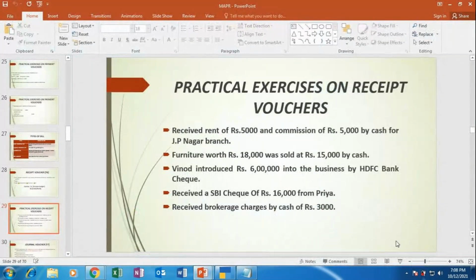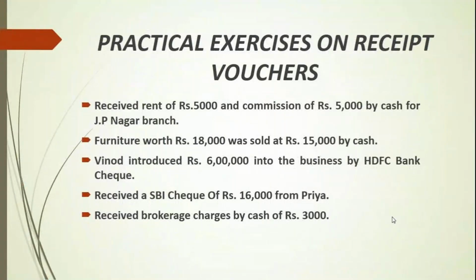Now we'll go for the next move under receive vouchers. The company has received a State Bank of India check of 16,000 from Priya. An SBI check of value 16,000 is received from Priya. Now the question here is, if I have to create Priya's ledger to record the receipt of the payment of 16,000, under which group can I create it? You have to make a comparison between Vinod and Priya here.